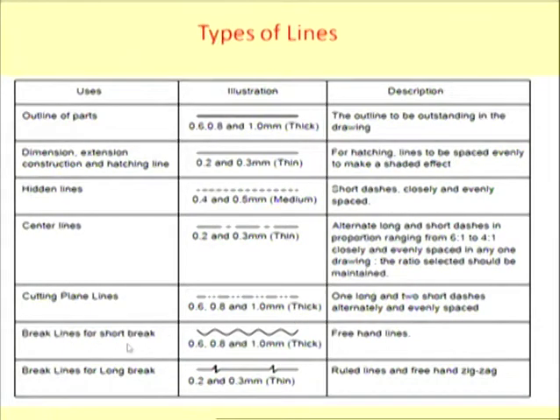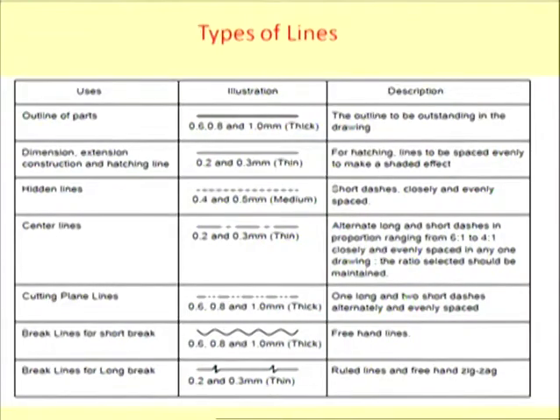Then break lines. Sometimes the structure component has a large size. If we draw the full size structure in the drawing sheet, it may happen that our drawing sheet will not be able to accommodate that. Then we have to use the break line. This is the break line for the short break, its thickness varies from 0.6 to 1 mm, and this is the break line for the long break, which varies from 0.2 to 0.3 mm.